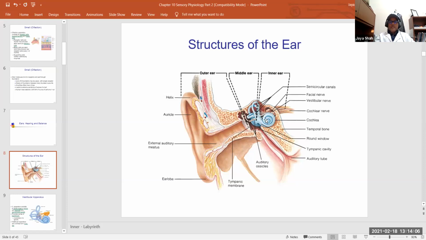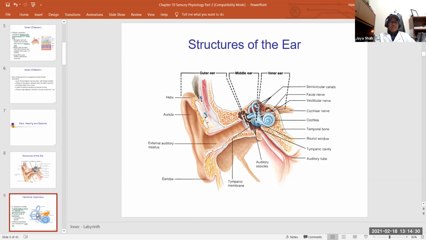From the vestibule and semicircular canals, the vestibular nerve goes to your brain, and from the cochlea, the cochlear nerve goes. The vestibular and cochlear nerves combined together are called the vestibulocochlear nerve, which is the eighth cranial nerve. Okay.